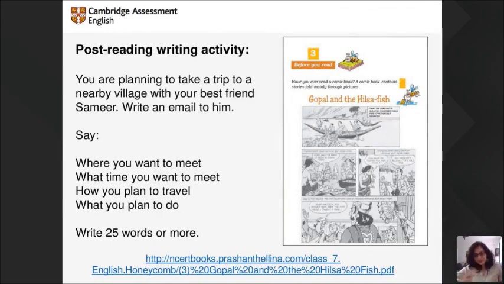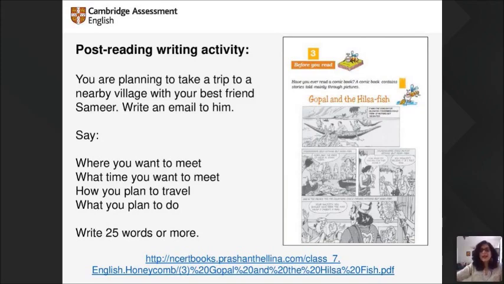So now let's look at an actual task based again on Gopal and the Hilsa fish, which is the unit from the NCERT course book, and how a teacher can design a question on similar lines. So this could be a post-reading writing activity. So post-reading is after having read this unit, this could be a writing task.